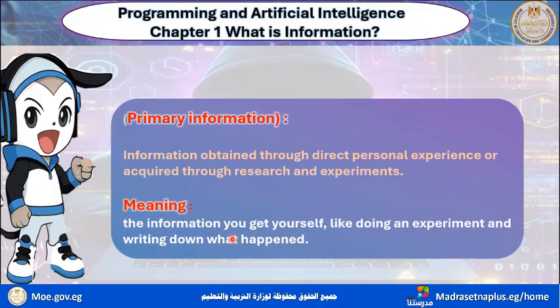Whatever information you do yourself, we call it primary information. Something that you do and experience by yourself, not with the help of others. So whenever you get information yourself, we call it primary information.